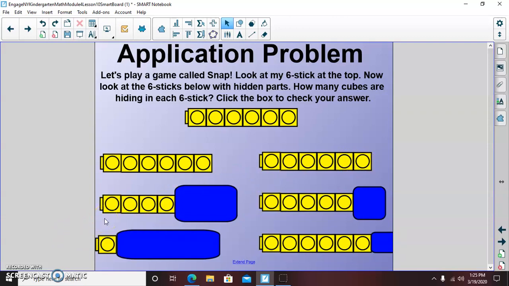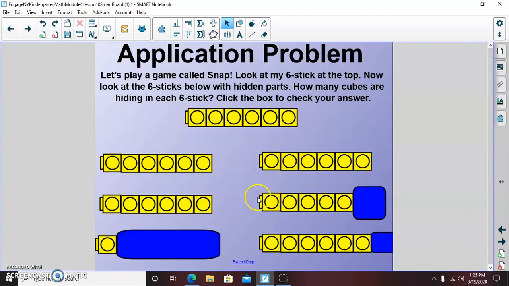Now, here's your challenge. I want you to pause the video, and figure out how many cubes you think are hiding for this 6 stick. All right, I'm glad to see you're back. Let's see. 1, 2. If you said 2, you got it right. Great job. Keep up your hard work.